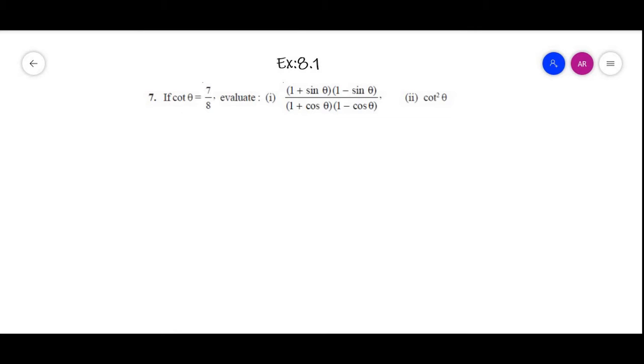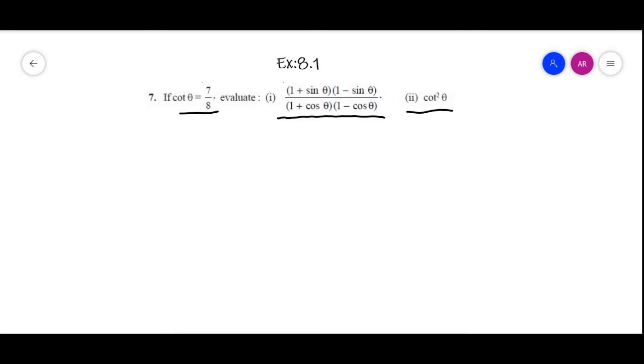So in here we have been given the value of cot theta as 7 by 8, and we have two bits. We should evaluate (1 plus sine theta)(1 minus sine theta) divided by (1 plus cos theta)(1 minus cos theta), and the second bit is cot square theta. Okay, so let us have a look at how to do these types of questions.